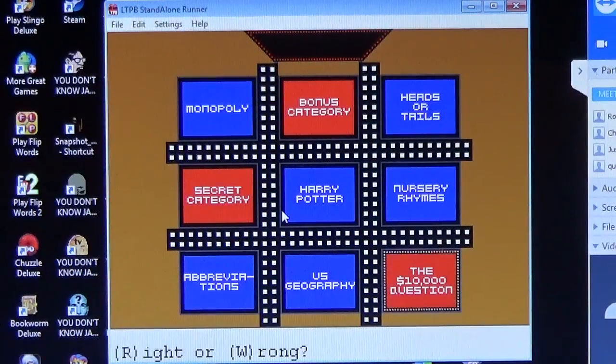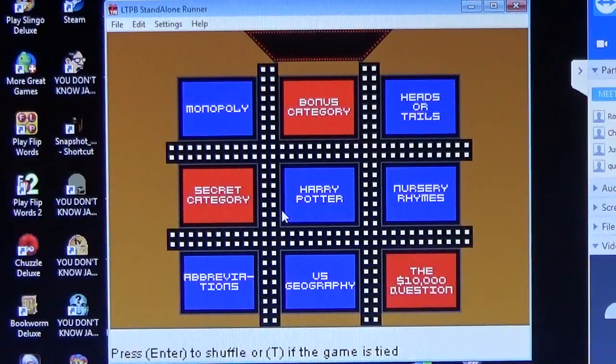The number 8? You would think so. It's not the number 8. The answer is riding in vehicles. Riding in vehicles. All right, so that's no bots there. We shuffle again.